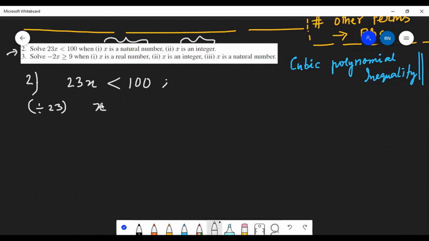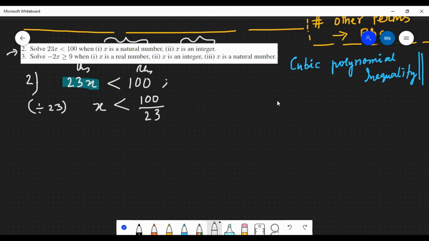So one thing we made sure, x is already present in the LHS. Is there any other term? No. 100 is there in the RHS only. So we are ready to solve, but we should have one x on the left side. So that is x less than 100 by 23. So 100 by 23 is a little more than 4. 23 fours are 92, so we know this is bigger than 4.